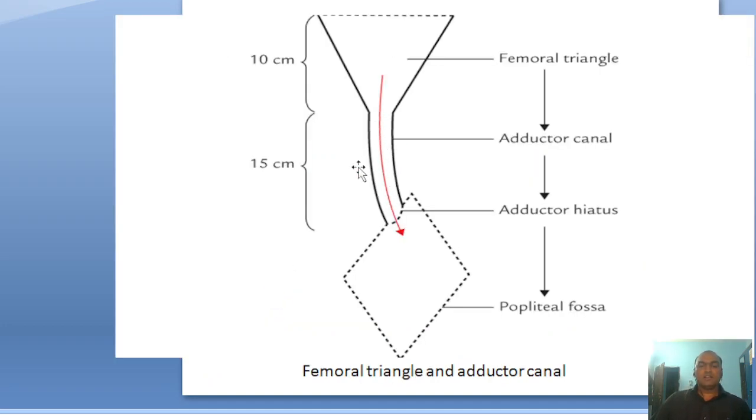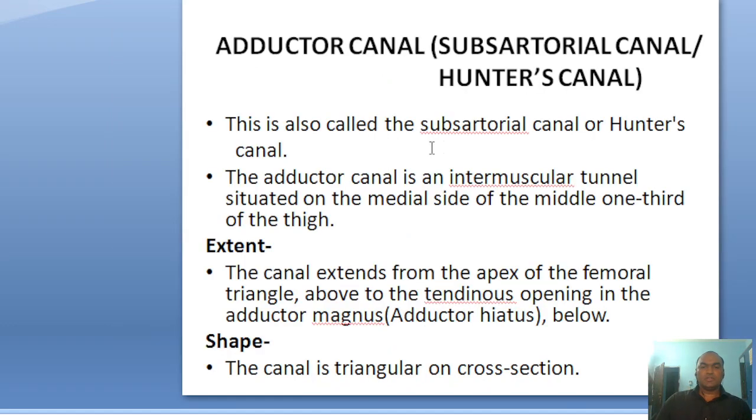This is the schematic diagram of the front of thigh. This triangular area is called the femoral triangle. This is the base and this is the apex of the femoral triangle. From the apex to the tendinous opening in adductor magnus, this tunnel is called the adductor canal. The rhomboid shape here is the popliteal fossa. It is called the subsartorial canal because it lies behind the sartorius muscle.